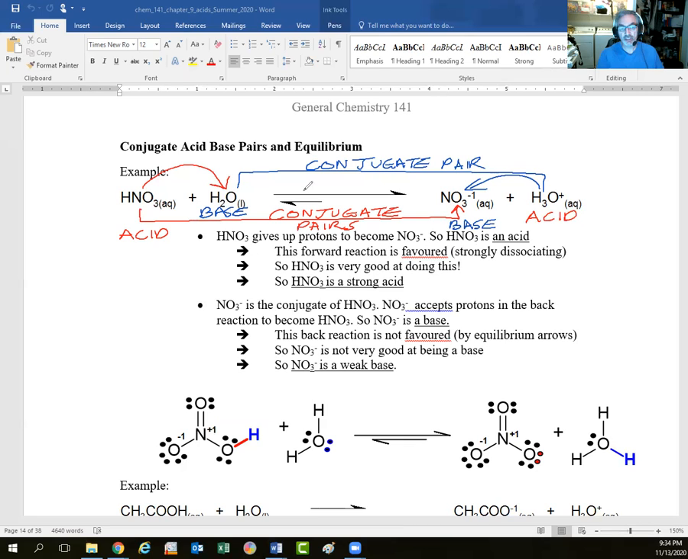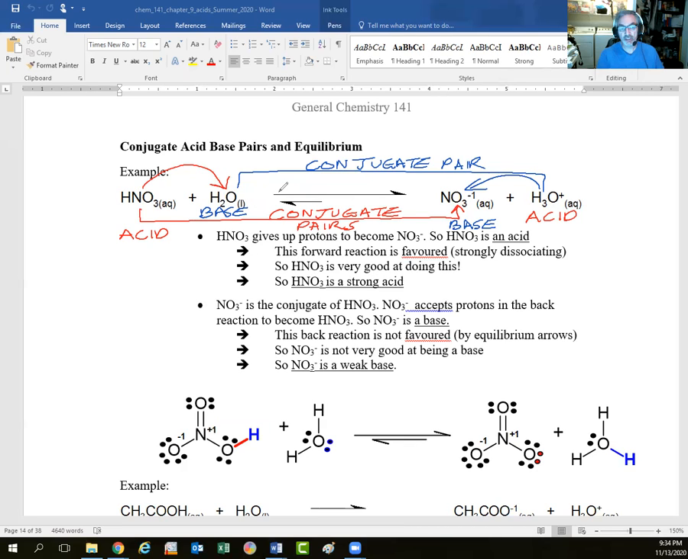So both forward and back reactions are proton transfers. Transfers from an acid to a base, from an acid to a base. And for each conjugate pair in the system, which only differ by the presence or absence of a proton, those conjugate pairs contain an acid and a base. An acid and a base. So you'll always know that one of the conjugates is an acid and one of them is a base.